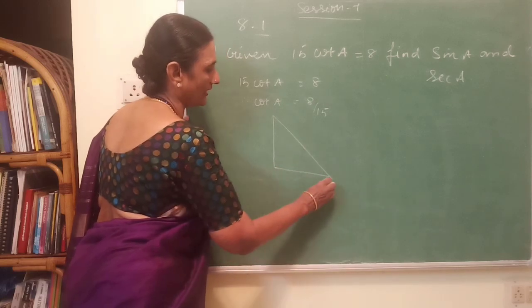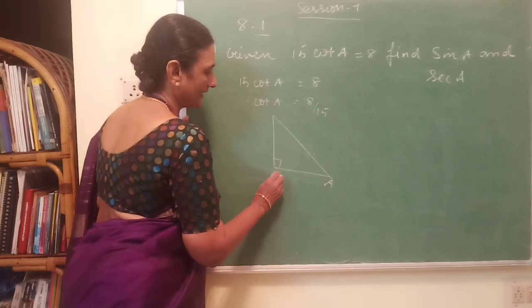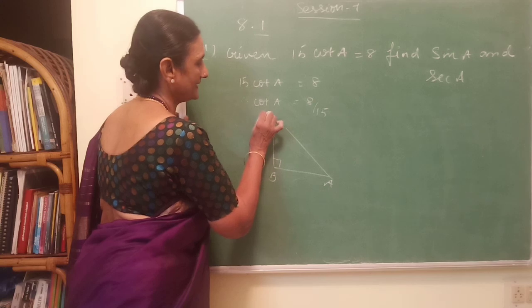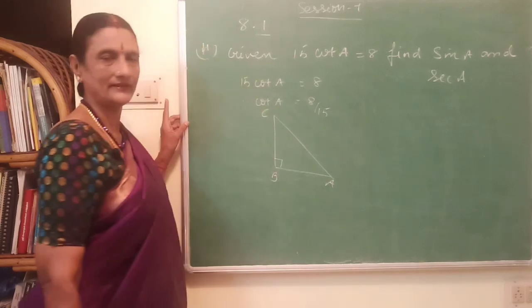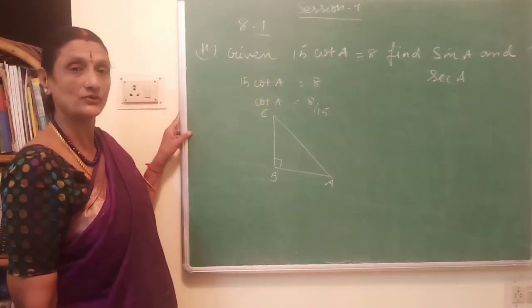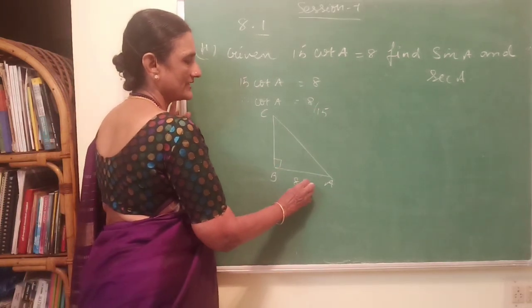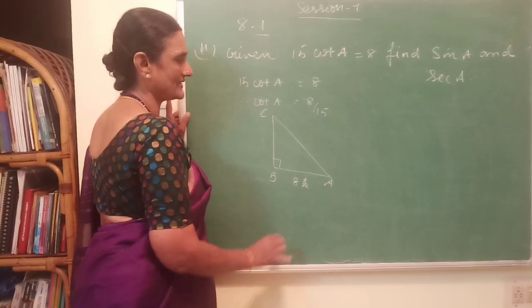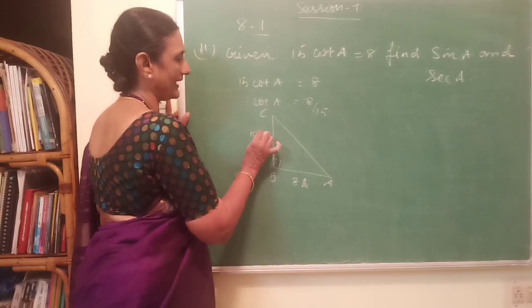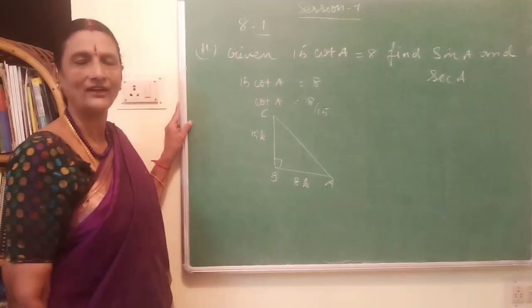You all please draw it in your notebook also. Let angle B be equal to 90 degrees, and this is the way the diagram should be drawn. Now the adjacent side of angle A is 8, so I just write it as 8k units and the opposite side is 15k units. Let me write it down like this.